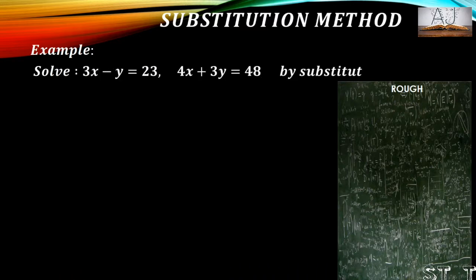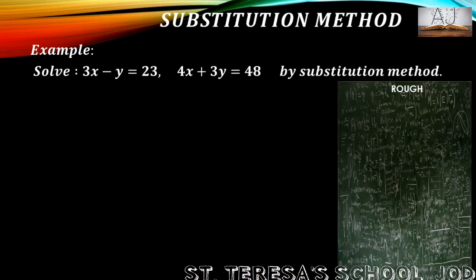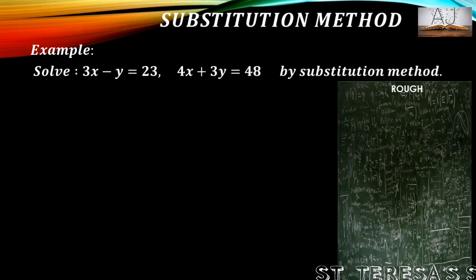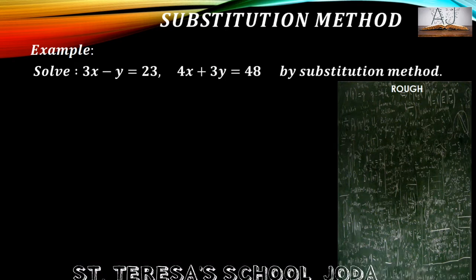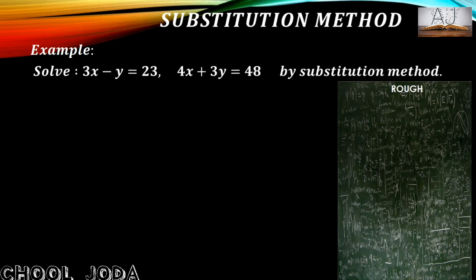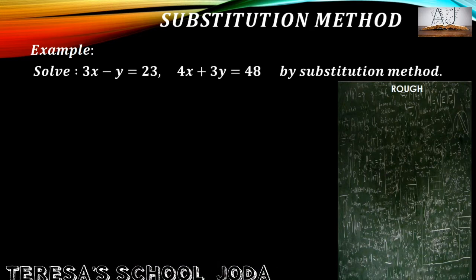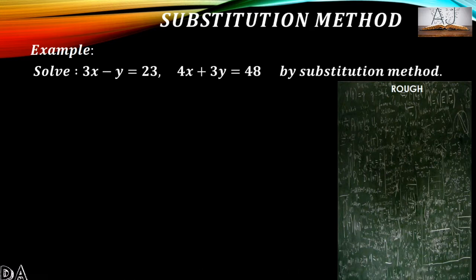So, we have linear equations in two variables, 3x minus y equal to 23, 4x plus 3y equal to 48. These are simultaneous equations. Why are they simultaneous? Because here two linear equations in two variables are there, and the values of x and y are satisfied in both the cases. The values of x and y are the same. Okay, now let us see how to solve this by the substitution method.